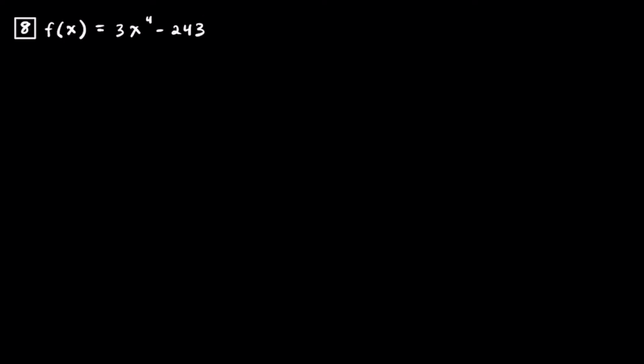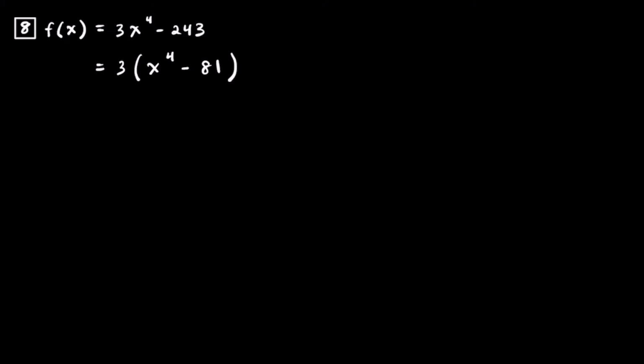For number 8, we have f of x is equal to 3x to the 4th power minus 243. So to start this one, I think what I'm going to do is factor out a 3 first. I think that's going to be a GCF here. So left over, we're going to have x to the 4th power minus, I think that's going to be 81.